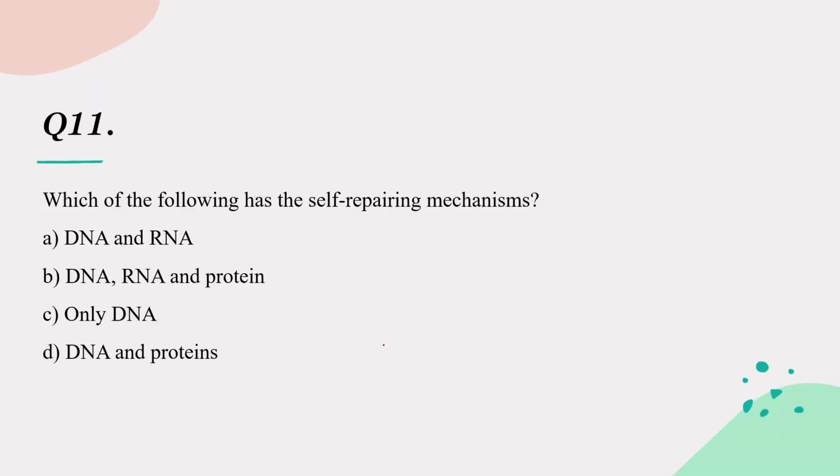Which of the following has the self-repairing mechanism? DNA and RNA, DNA, RNA and protein, only DNA, or DNA and protein. Which one will it be? Please try to answer.